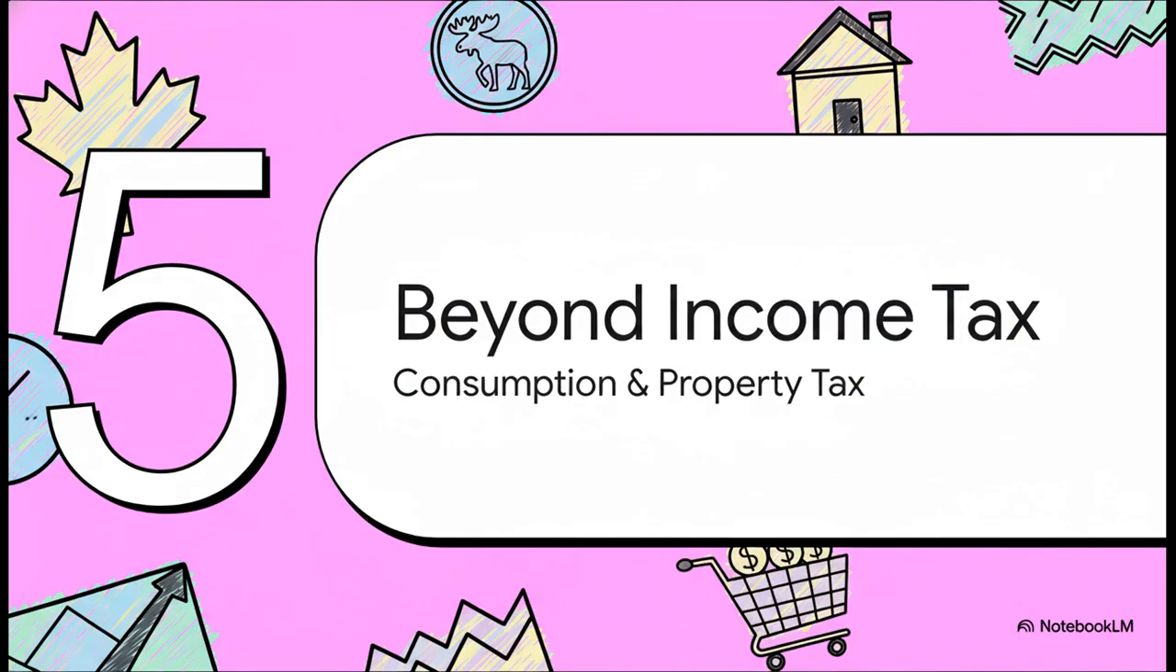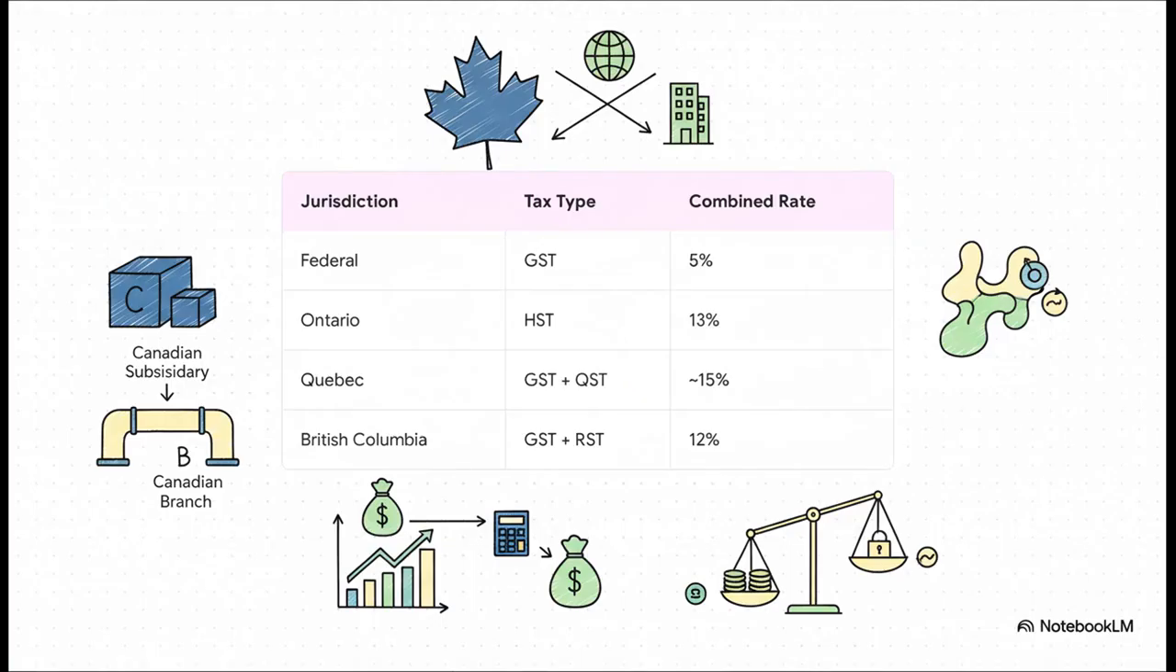So far, we've been focused almost entirely on income tax, but any business operating in Canada is going to face a much wider tax landscape. We need to take a quick look at these other major tax categories. The sales tax system in Canada is, well, it's complex. You have the federal 5% goods and services tax, or GST. That's the baseline. But then the provinces layer their own systems on top. Ontario combines it all into a single harmonized sales tax, or HST. British Columbia has a separate retail sales tax, and Quebec has its own unique Quebec sales tax. It's a real patchwork that you have to navigate province by province.